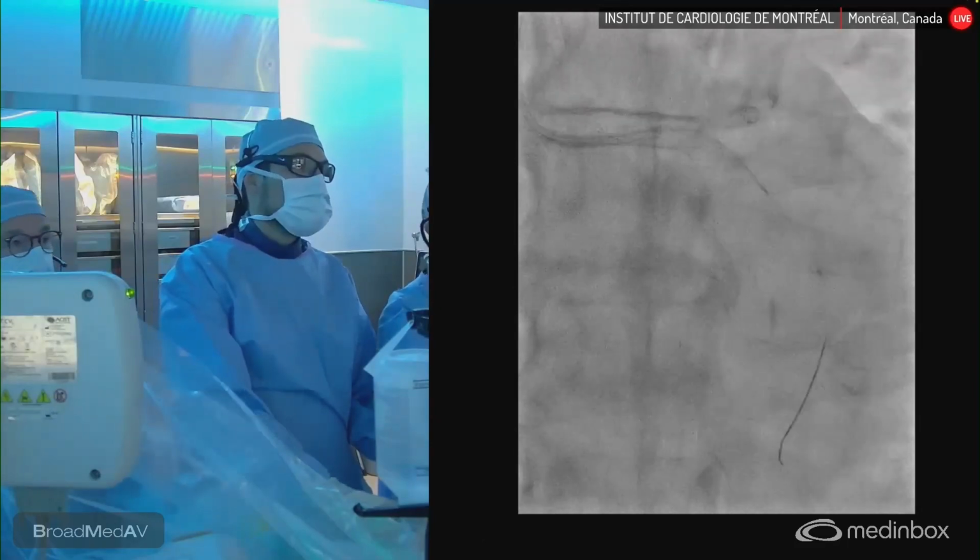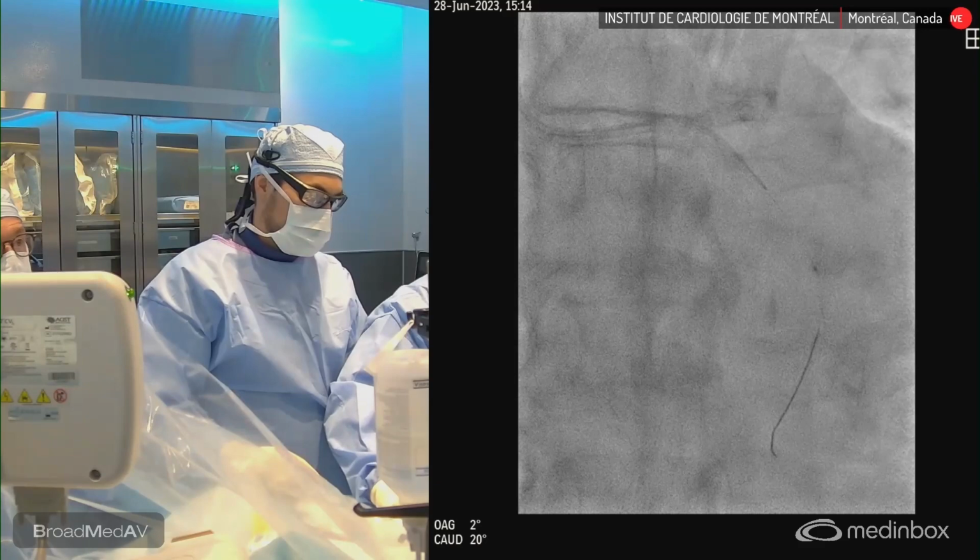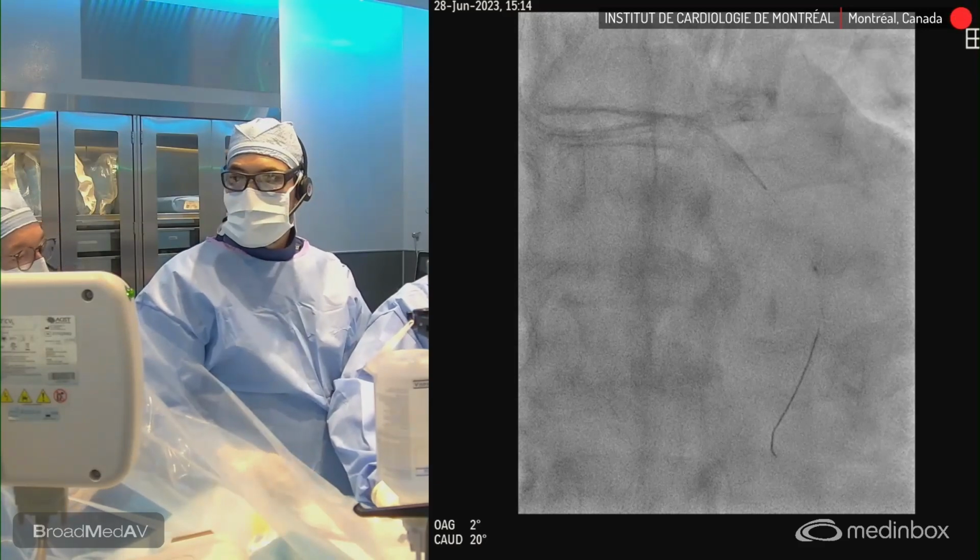As you perform the IVUS now, we tried to do the IVUS, but the lesion was so severe that the IVUS would not cross.